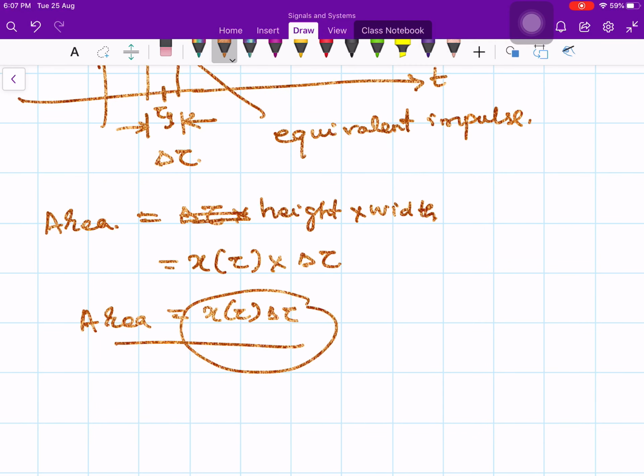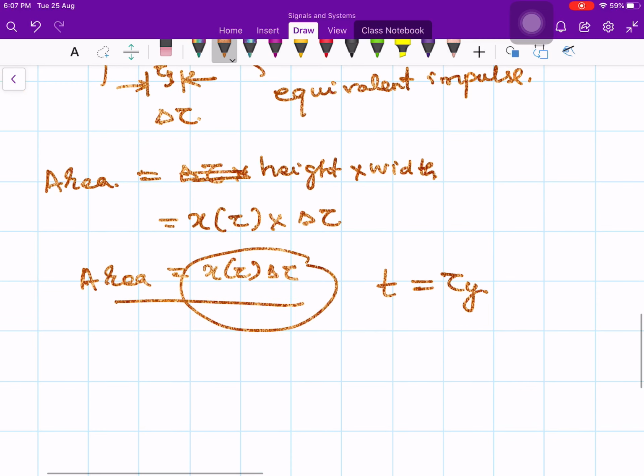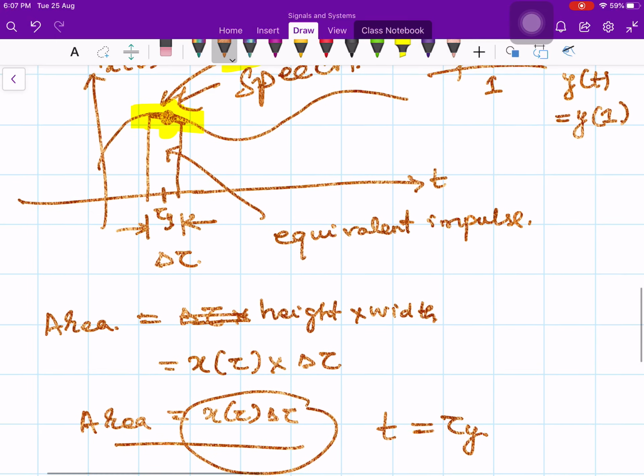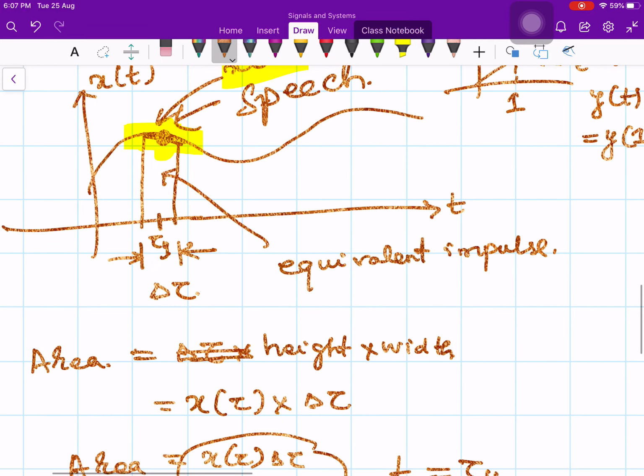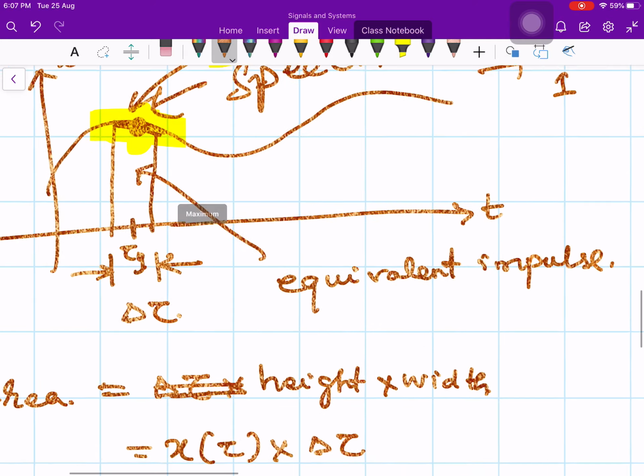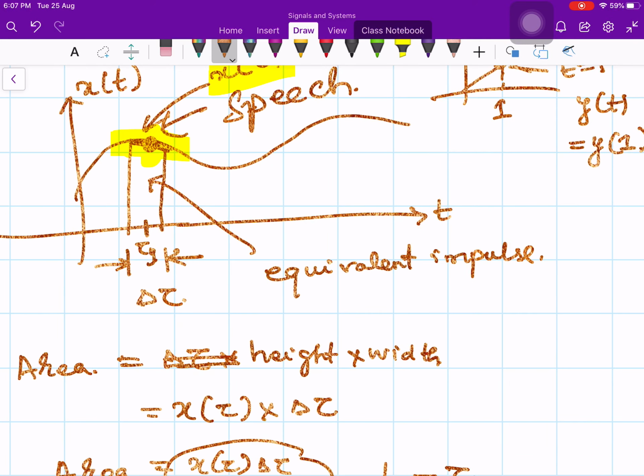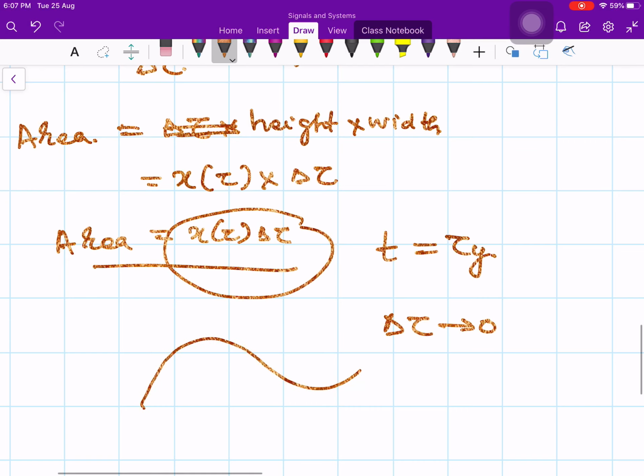So provided that you make these slices thinner and thinner, that means delta tau goes to 0, thinner and thinner meaning you make the interval length as small as possible, then the approximation will be much more accurate. Here we assumed this is constant. If you look here, actually this is not constant, it is slightly bending. If you take a curve like this and slice it, then maybe I can take here.